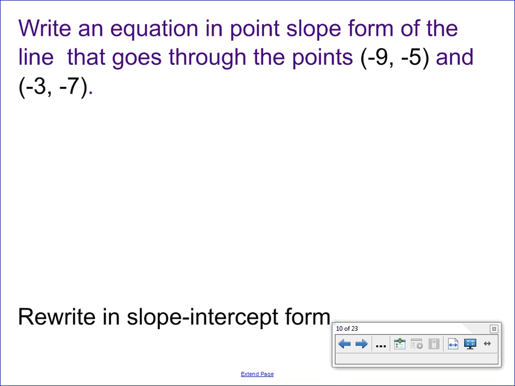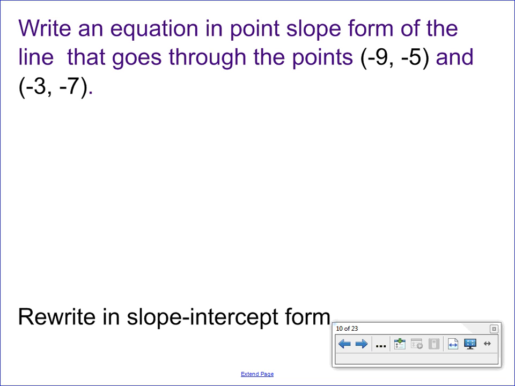Write an equation in point-slope form of the line that goes through the points (-9, -5) and (-3, -7). Please be ready because I'm going to be calling on you to help with the different steps. So firstly, I want point-slope form with just letters. Go ahead and tell the class what point-slope form looks like.